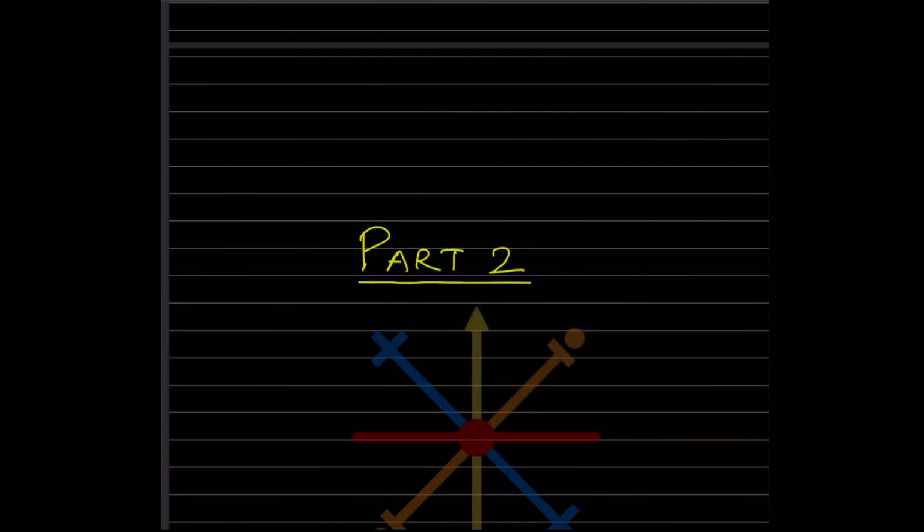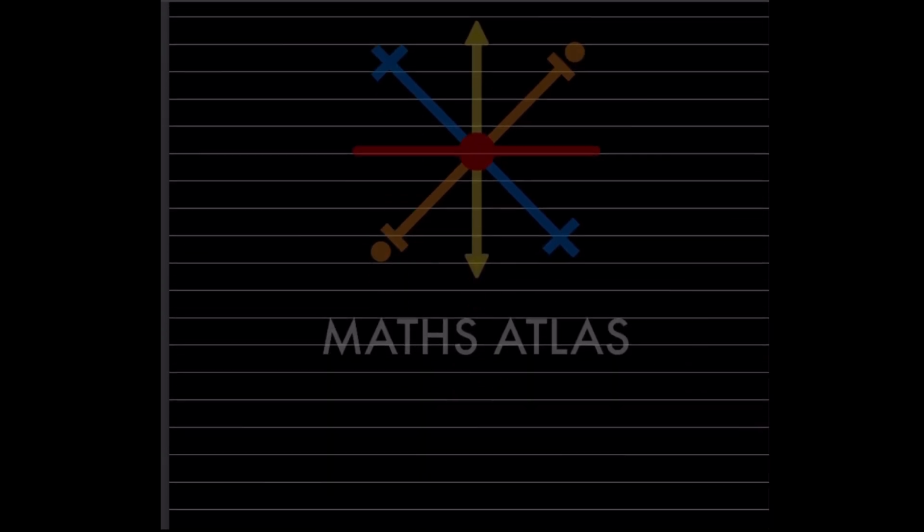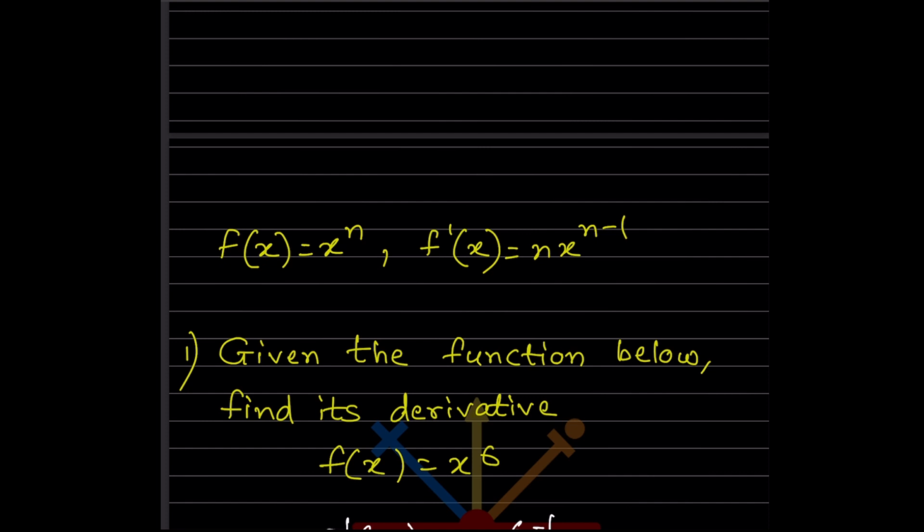So today let us see part 2 of calculus. Here we are going to see how to find the derivative with the help of this formula. If f of x is x to the n, then f dash x is equal to n x raised to n minus 1.